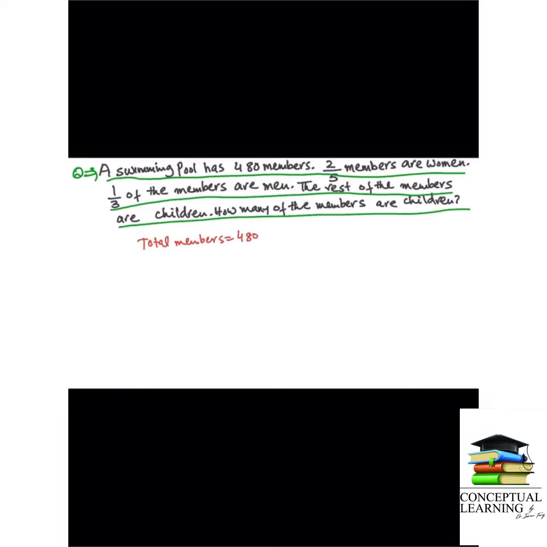So we can see here 480. These are the total members in the swimming pool. Then how many members are women? 2/5 of the members of 480. So I can write down here 2/5 times 480. Those are women. So 2/5 is a fraction, 480 is not a fraction, so we have to convert 480 into a fraction as well. Then we have to change the position of the denominator. So 2 over 1 times 480 over 5. Now we can easily simplify 480 over 5.